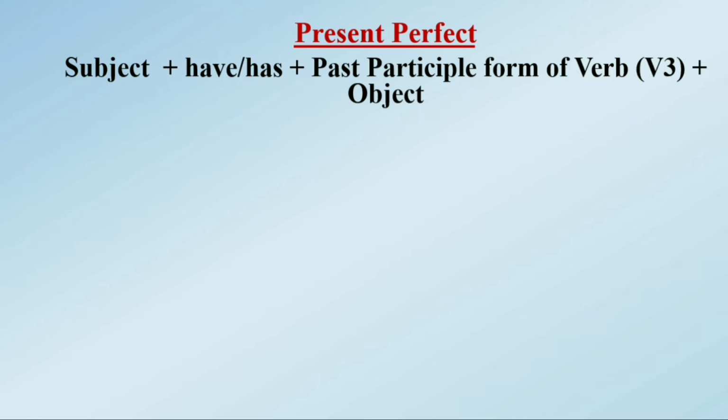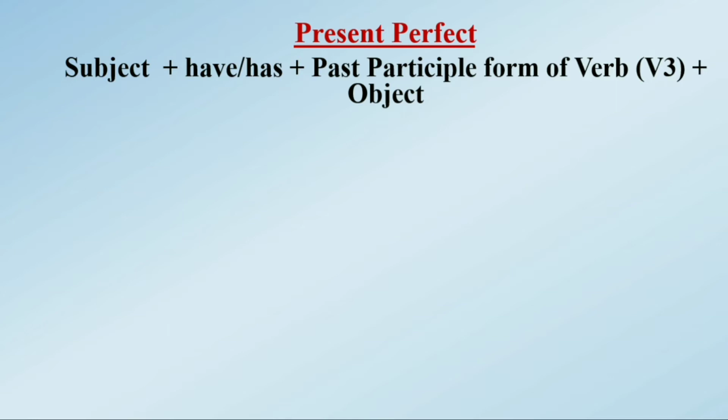When we take the example write, wrote, written, we have to use written here. See, saw, seen, we have to use seen here. Go, went, gone, we have to use gone here. So in this manner, we have to use past participle form or third form of verb in this tense. That is very important. Plus object as usual.